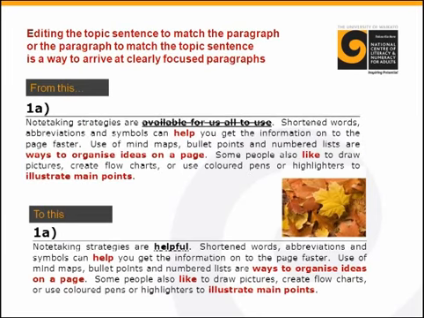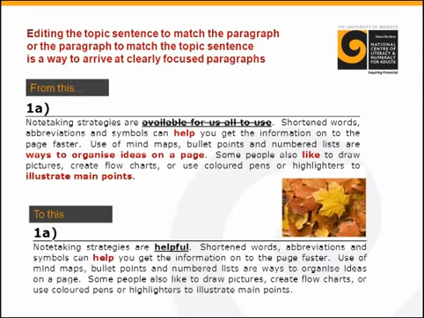What we've done here is we have crossed out "available for us all to use." It's actually quite long and wordy. A nice crisp short topic sentence like "note-taking strategies are helpful" instantly gives a heads up to the reader that we're going to have a focus about how the strategies are helpful. In fact, that's the sense that really does match.